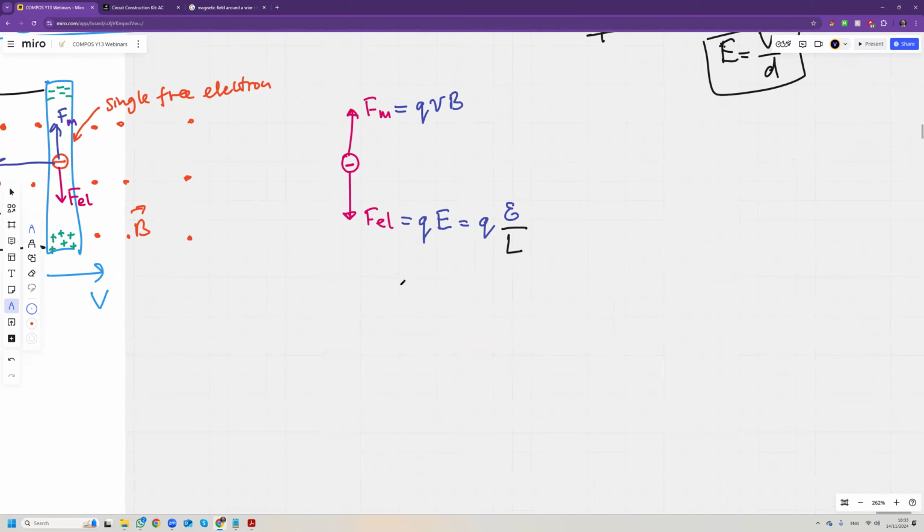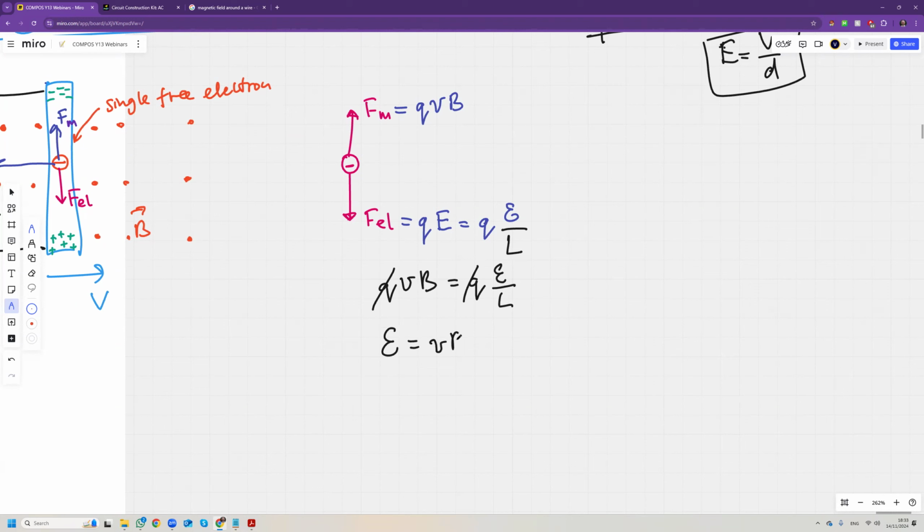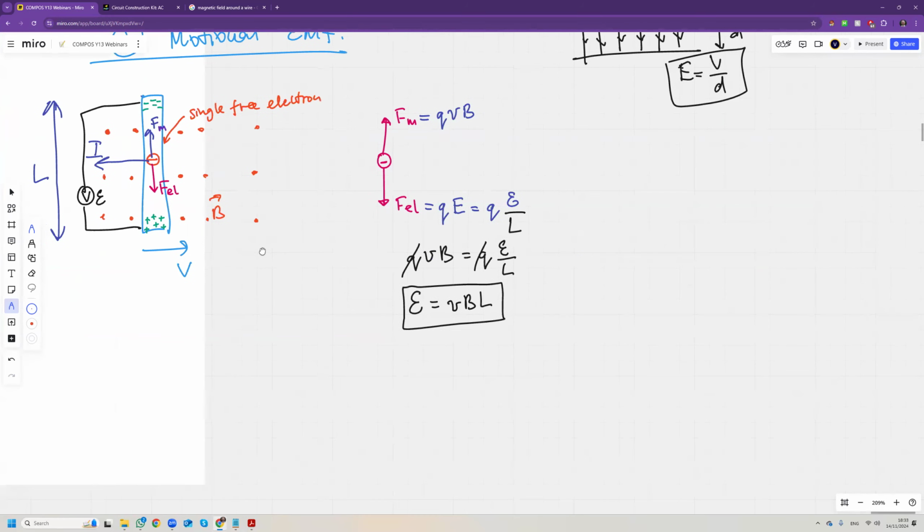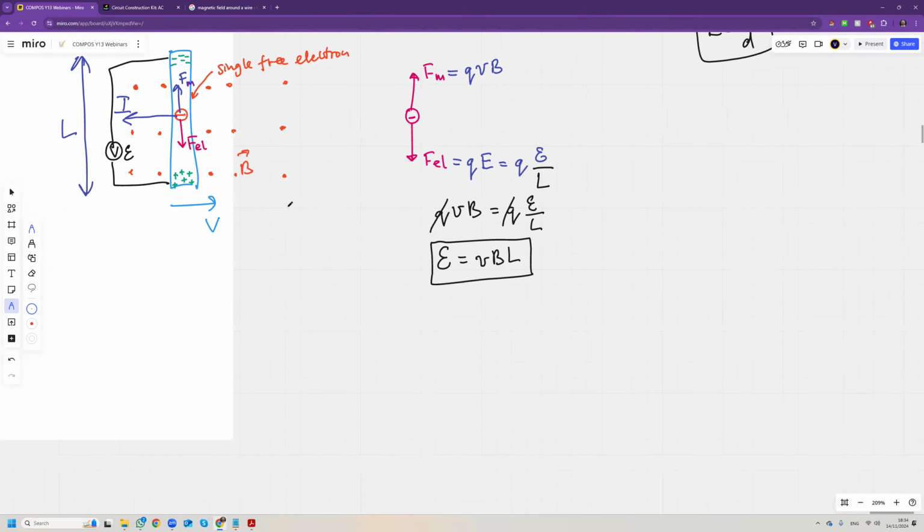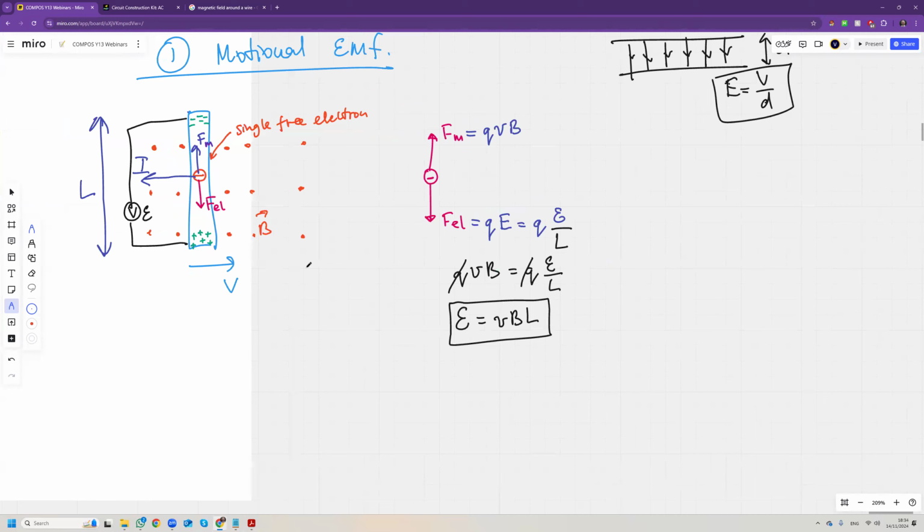Okay, so now we have QVB equals QE over L. Q cancels, and the EMF is VBL. It's a beautiful result. This is called the motional EMF. If you have a metal wire moving through a magnetic field, a voltage across the ends would be VBL.